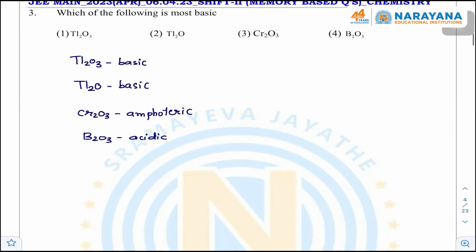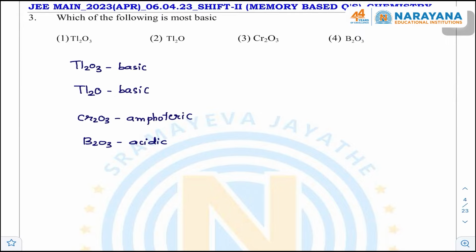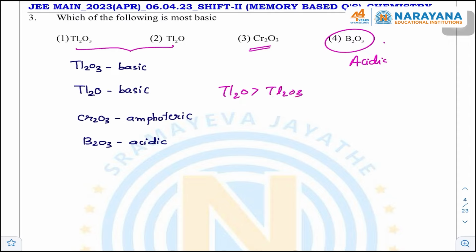The next question is very simple. It is asked which is the most basic oxide. So here we can see that B2O3, a non-metal oxide, is acidic. Cr2O3, you know, is amphoteric. Tl2O3 and Tl2O are basic. Between Tl2O3 and Tl2O, which is more basic? With increase in oxidation state, basic character decreases. Therefore, Tl2O is more basic than Tl2O3. So our answer will be Tl2O.